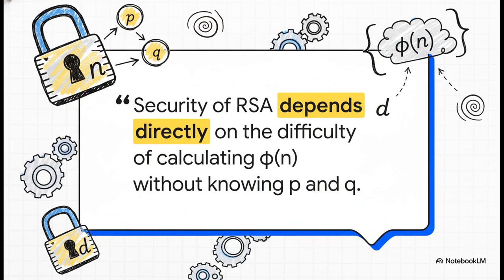So here's the bottom line. The entire security of this whole system rests on one thing: how ridiculously hard it is to factor that public number n. Because if you can't factor n back into p and q, then you have no way of finding our secret value, phi of n. And if you can't find phi of n, you can never, ever calculate the private key d. Everything is locked behind that one single hard math problem.